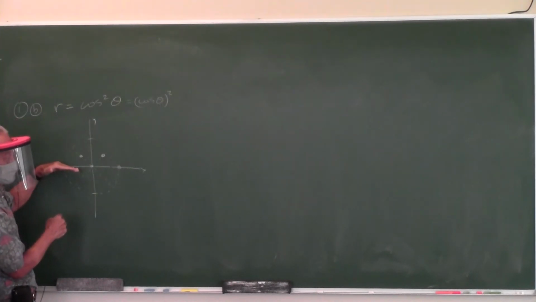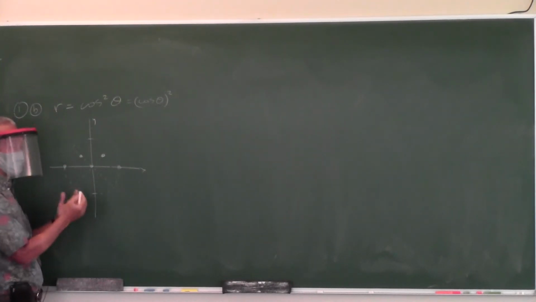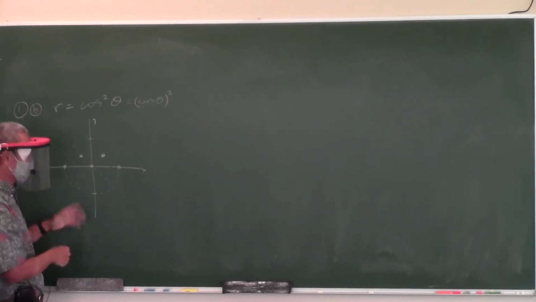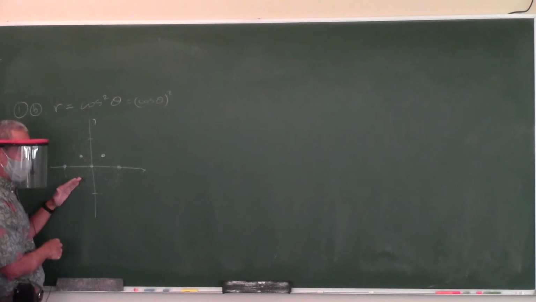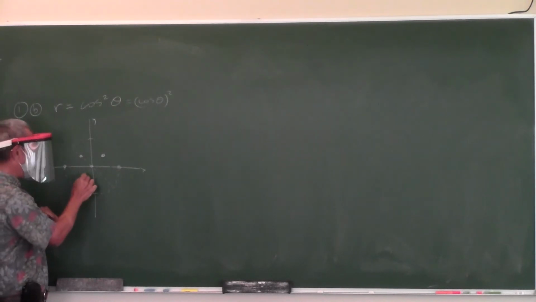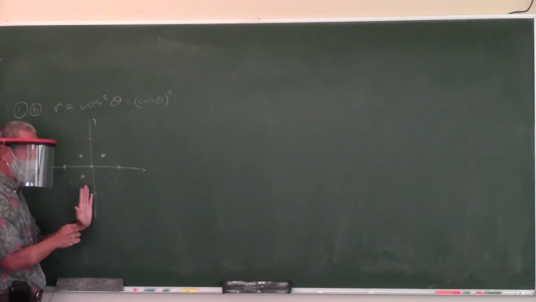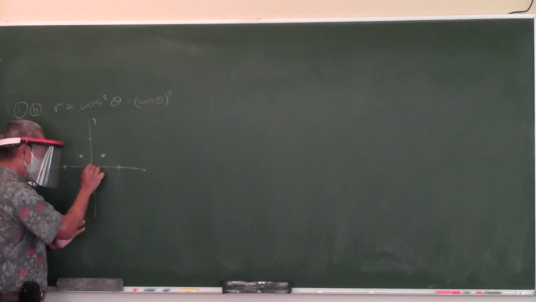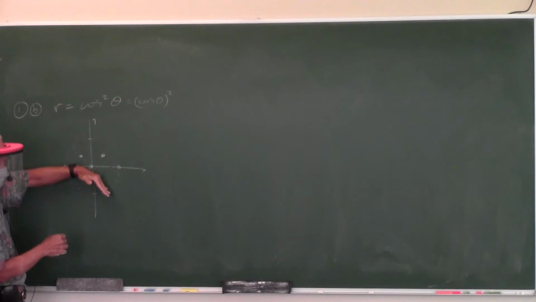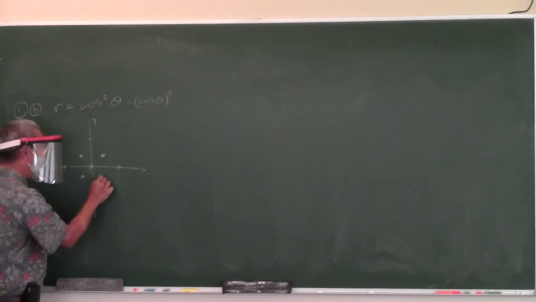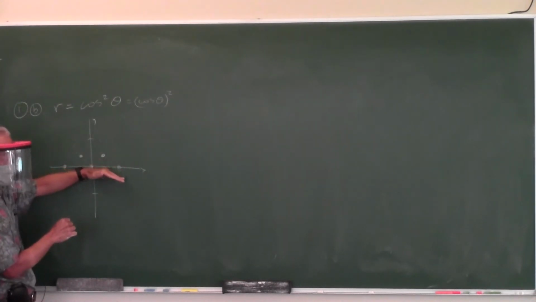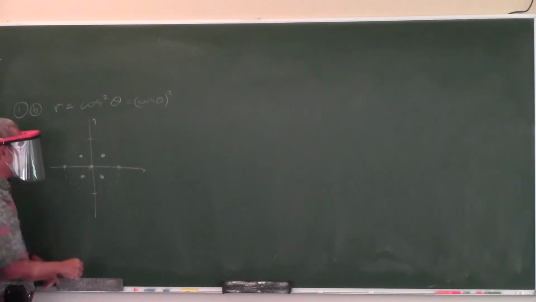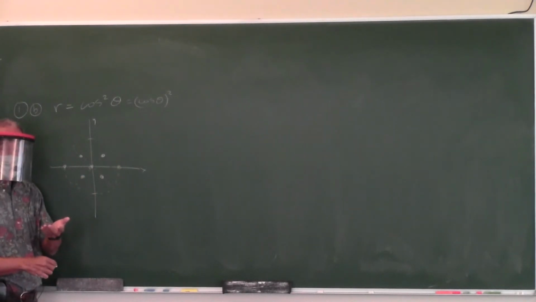Pi: 1, right? Because cosine of pi is negative 1. Negative 1 squared is positive 1. 5 pi over 4: 1/2. 3 pi over 2: 0. 7 pi over 4: 1/2. And then finally 2 pi: 1. Good.